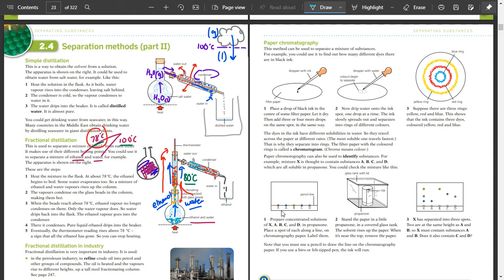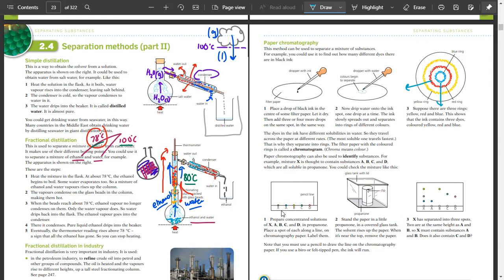Paper chromatography, right? If you have a mixture of substances that are soluble in a solvent, for example the substances in ink, you can use another solvent to separate them out. So here's a dropper with ink, you put it on the filter paper, and if you continue to add drops of water, eventually you get this separation.